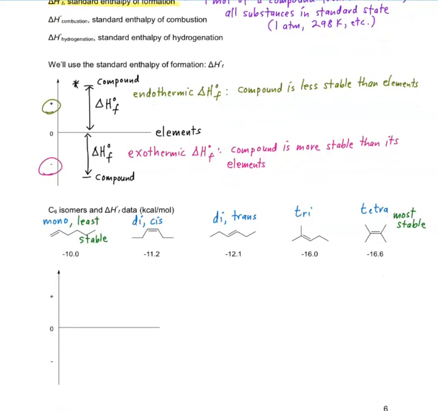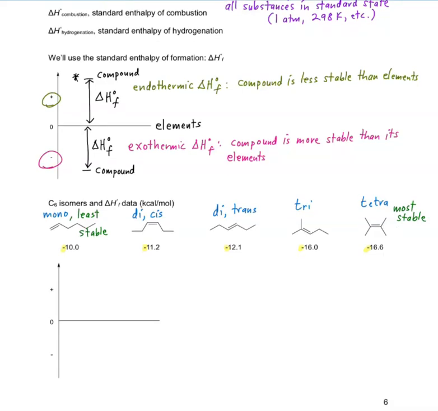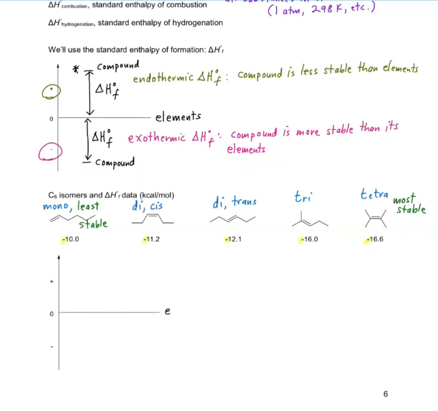So we can already put them in order of stability because we know something about the degree of substitution. But now let's look at these numbers. Remember, there's a negative in front of each of these because each of them has an exothermic heat of formation. That means that each of these alkenes is more stable than the elements that were combined to create them. So if we plot this on a similar energy diagram to the one we saw just above, the energy level of the elements is 0.